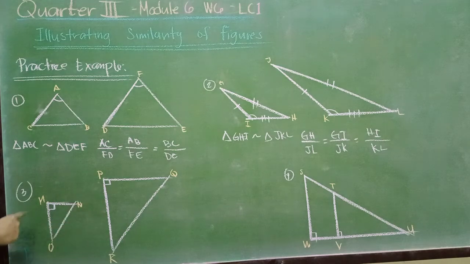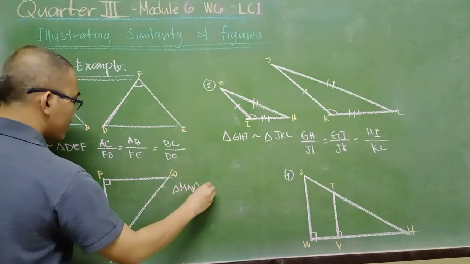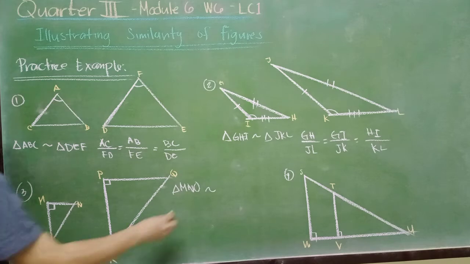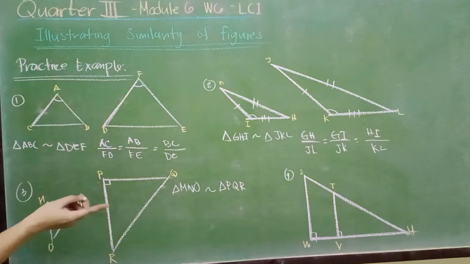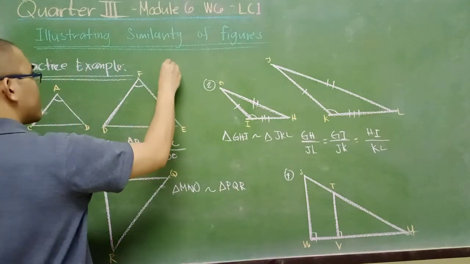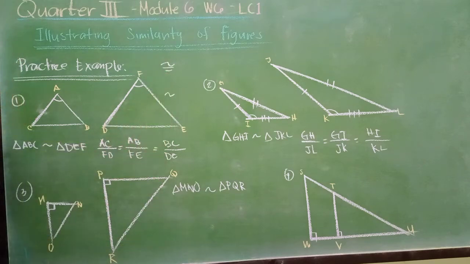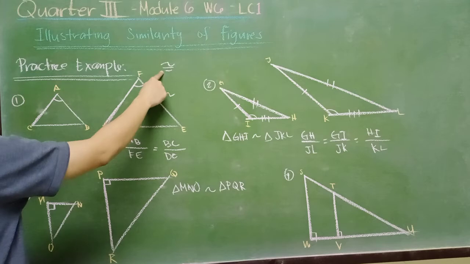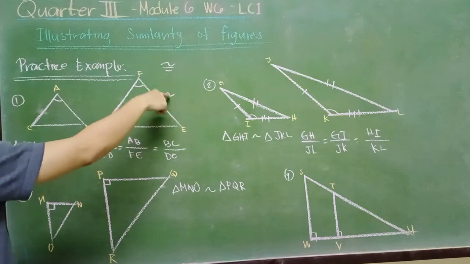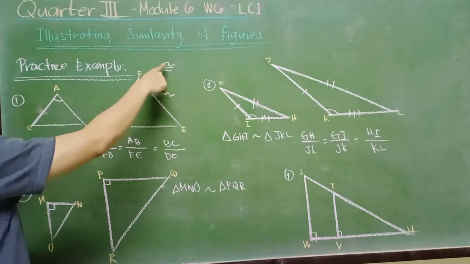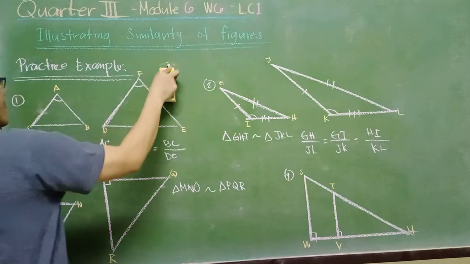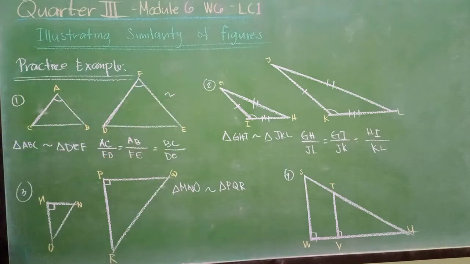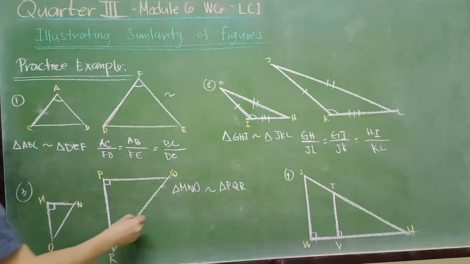Next, we have triangle MNO is similar to triangle PQR. The symbol for similar is different from the symbol for congruent. Congruent has this symbol; similar is just this. Congruent is about size, while similar is about shape, or the angles: the sides are proportional. Here, the sides are equal and the angles are equal. For similar, only the angles are equal and the sides are proportional. So let's make proportions.